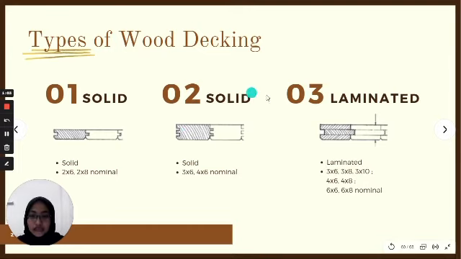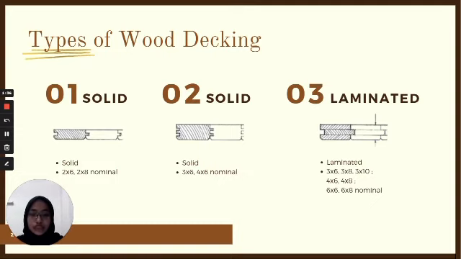The second type is solid 3x6 or 4x6 nominal. This second type has 2 connections in the middle, so it's bigger and it's tougher. And the third type is laminated. You can see the difference between the 3. The laminated is quite a different shape from the first and the second one.